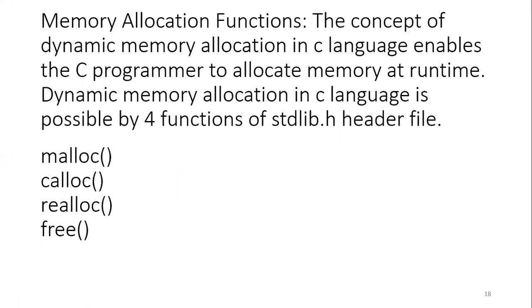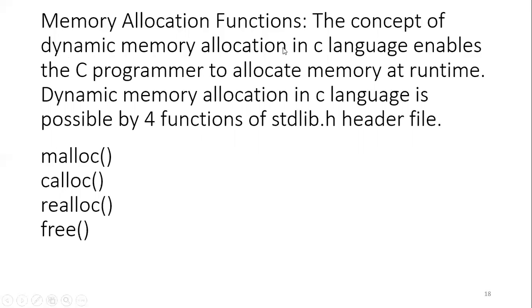Memory allocation functions. The concept of dynamic memory allocation in C language enables the programmer to allocate memory at runtime. Dynamic memory allocation in C language is possible by using four functions of the stdlib.h header file. The four functions are malloc, calloc, realloc, and free. These functions are present in standard library.h.